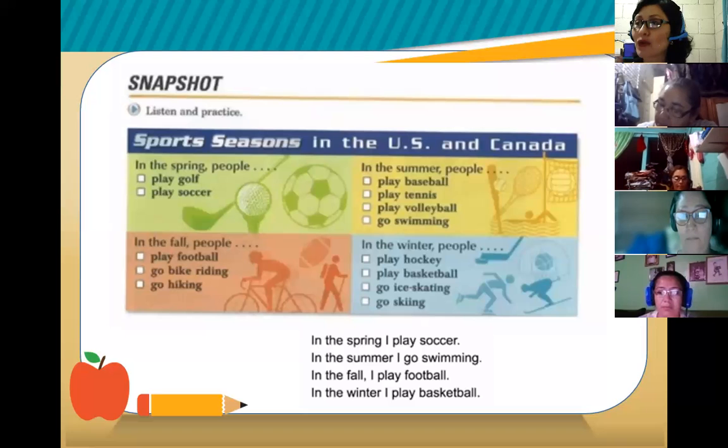Now, I want you to think. If we were able to experience, you know, winter here in El Salvador, what would you like to do? There you have four options, okay? So think of your options, via the chat, and I want you to give me your four sentences, okay? So in the spring, in the summer, in the fall, in the winter.